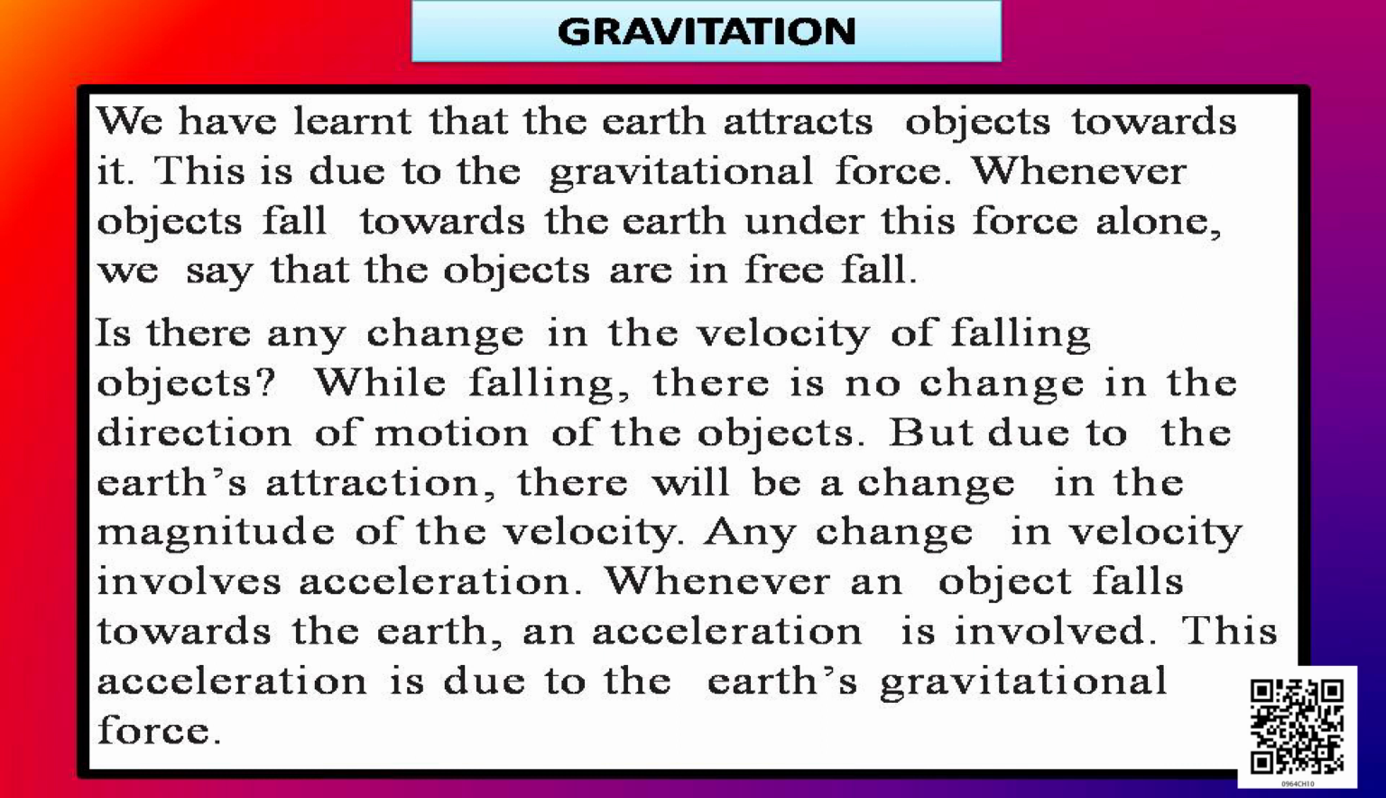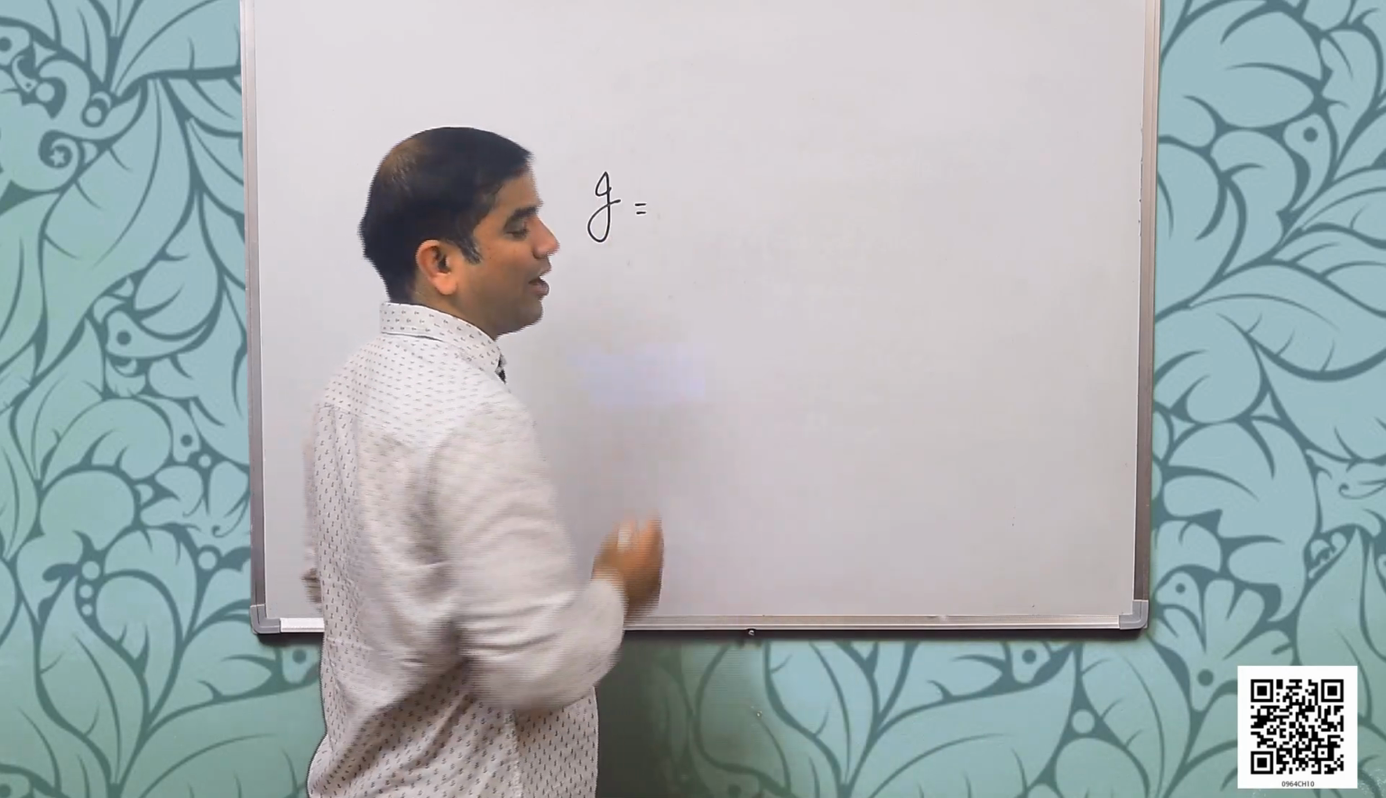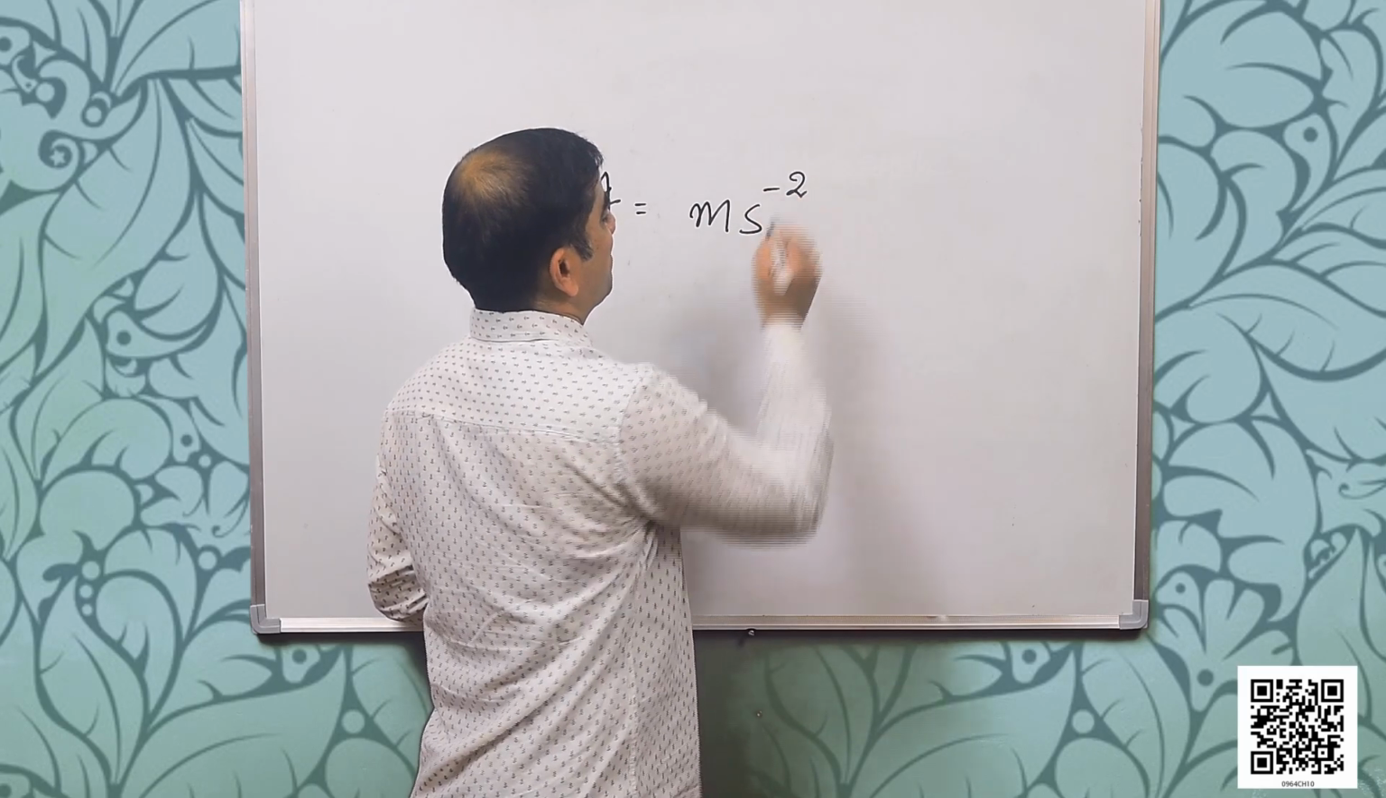Any change in velocity involves acceleration. Whenever an object falls towards the earth, an acceleration is involved. This acceleration is due to the earth's gravitational force. Therefore, this acceleration is called the acceleration due to the gravitational force of the earth or acceleration due to gravity. It is denoted by g. So, g is nothing but the acceleration due to gravity, and the unit of g is the same as that of acceleration, that is m s to the power minus 2.